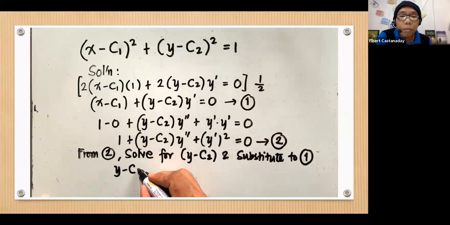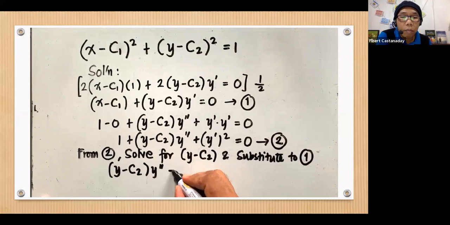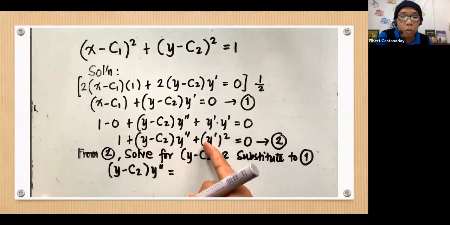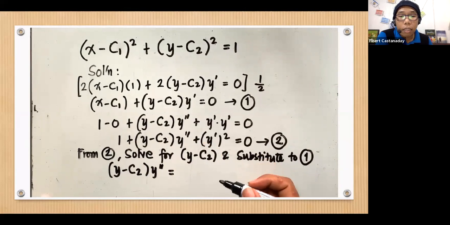So, the rest of the terms on the left-hand side, transpose lang sa kabila. And copying ko muna yung y minus c sub 2 times y double prime. Transpose mo yung 1 and y prime squared to the right-hand side. So magiging minus 1 minus y prime squared.